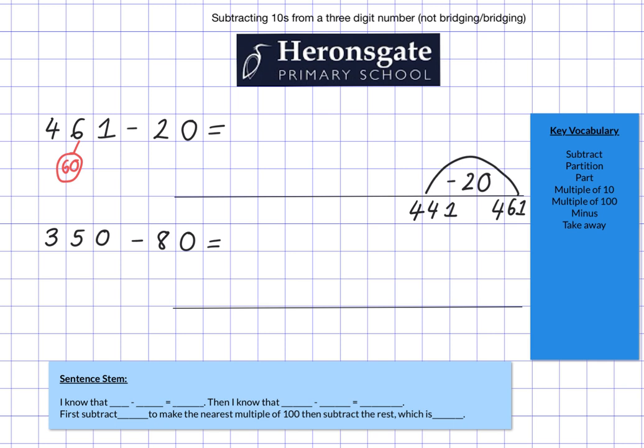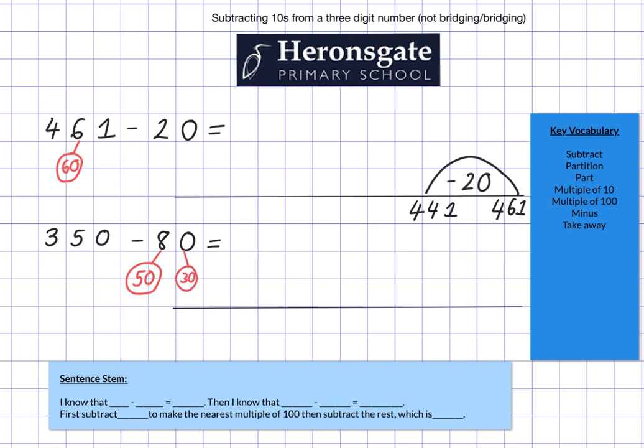So the first thing we need to do is think about how we're going to partition our 80. So we can partition it by looking at what we need to take away to make it the nearest multiple of 100. So we need to take away 50, 5 tens. So the first part of our 80 is going to be 50. And then using my number facts, I would know that 3 more than 5 is 8. So that means 30 more than 50 would be 80. So I put 30 there.